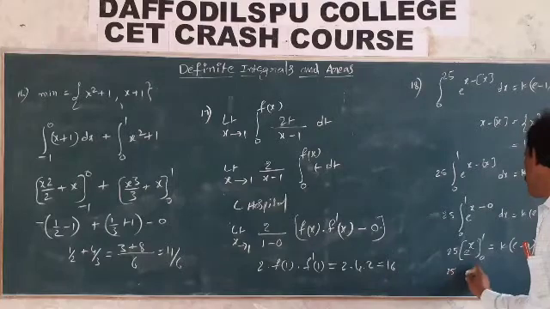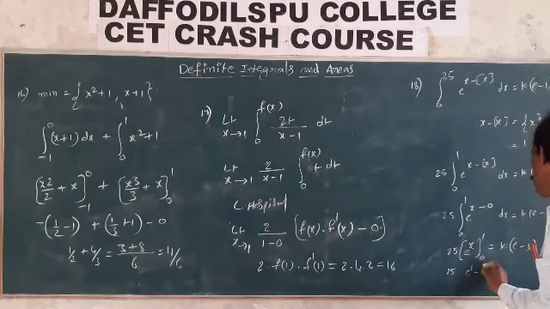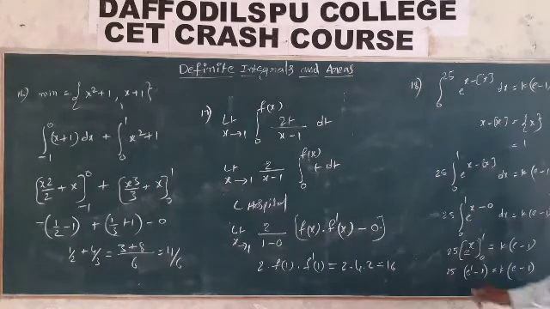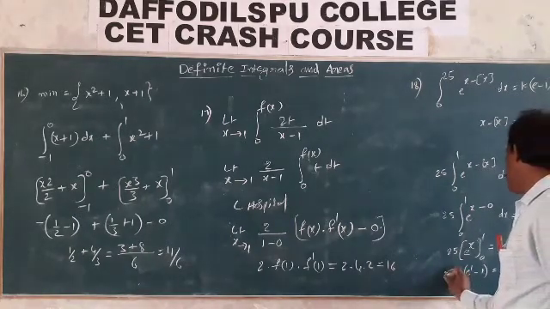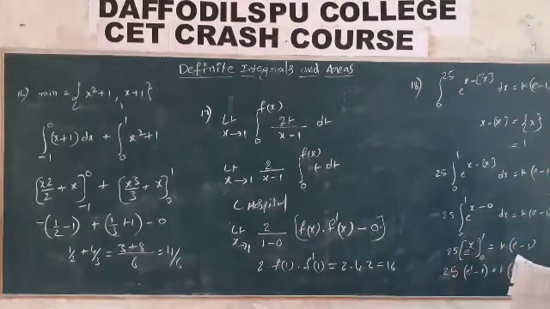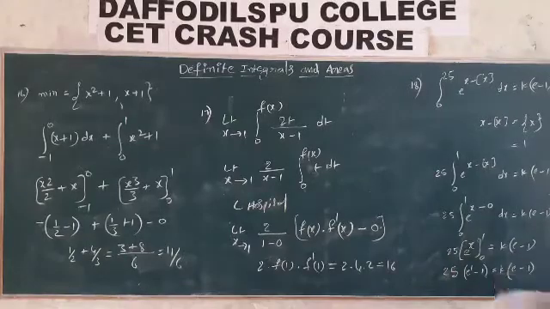25 e power 1 minus e power 0 is equal to k of e minus 1. Comparing on both sides, the k value is equal to 25. The second option is the correct answer.